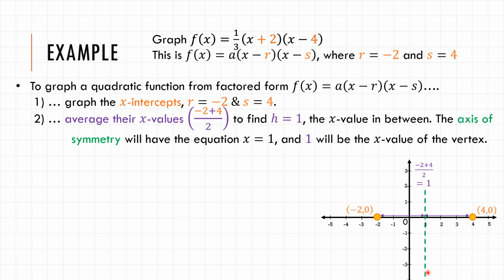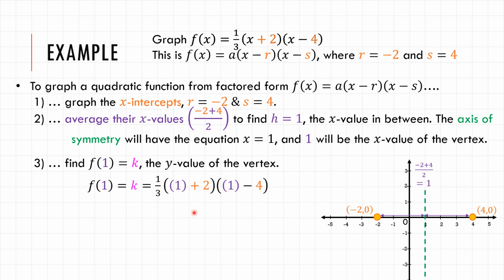That is our axis of symmetry. Okay, that is also going to be the x value of the vertex. And because I know that, I could just take 1 and plug it into my function. Find out what is f at 1. This is my function. If I replace x with 1 here, I have to replace it here and here as well.